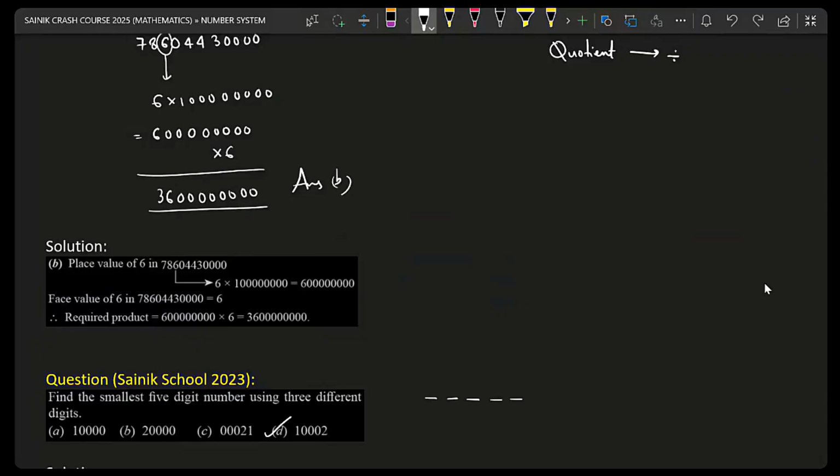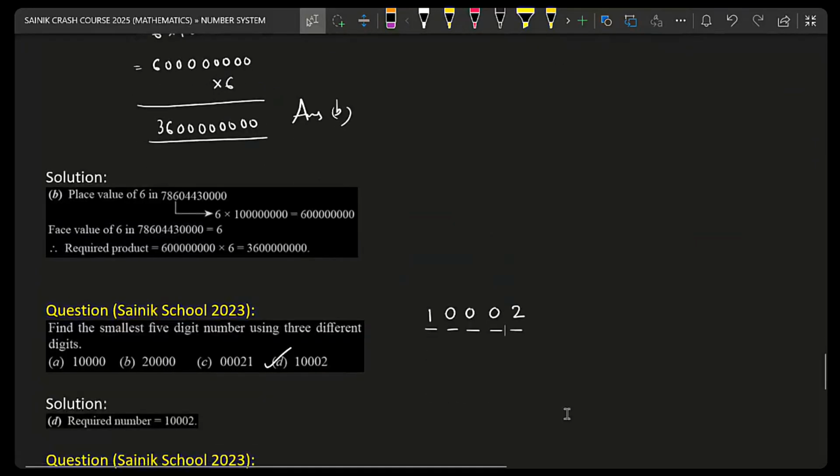I want a 5-digit number. So after 0, you use the next greater digit, that is 1. And then we are going to repeat zeros. I cannot write one more 0 because I want a minimum of 3 different digits. So you must use 2. So 10,002 is the smallest 5-digit number using 3 different digits.